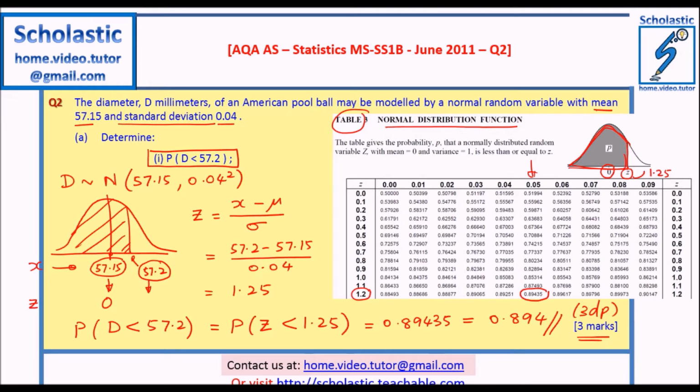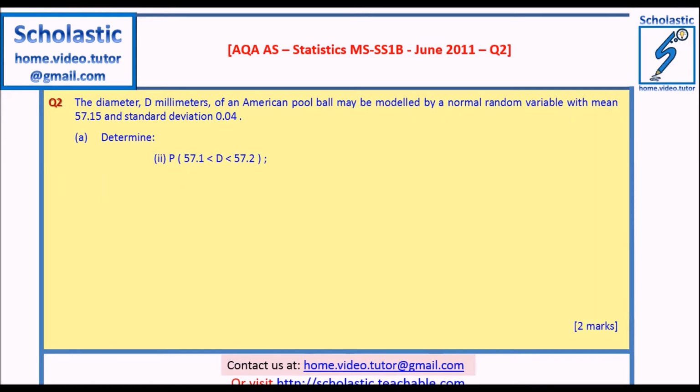Okay, that's simple. Let's go to part A, part 2. Now we need to find the probability of a range. The diameter is in the range 57.1 to 57.2. If I draw a simple sketch here, our normal distribution has 57.15 as the mean, and this is 57.2, where we just found the area under the curve. Now we have another line here, 57.1, which is less than the mean, therefore it's here. So what we need is the area in between.